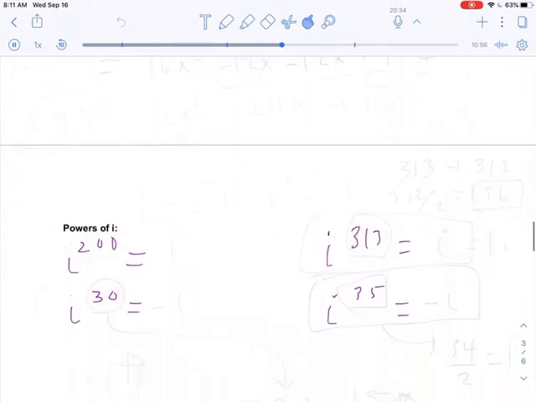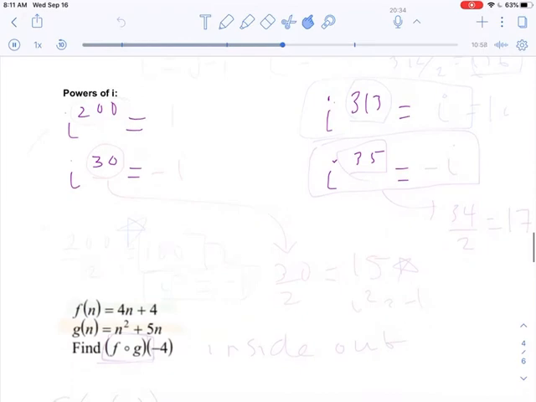Following that example, I wanted to jump quickly down to this powers of i here on your paper and just talk about it. We talked about it super briefly in class, so I wanted to make sure that we hit it again before you took your assessment. Remember that i is equal to the square root of -1, and that i squared is equal to -1.